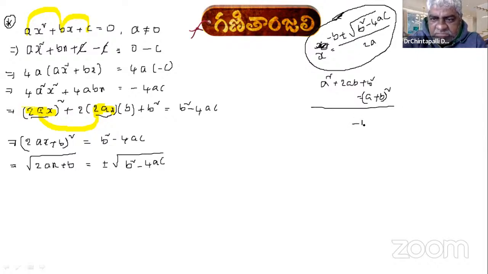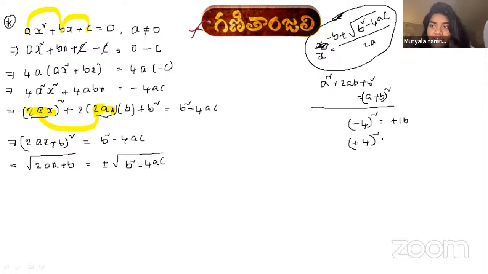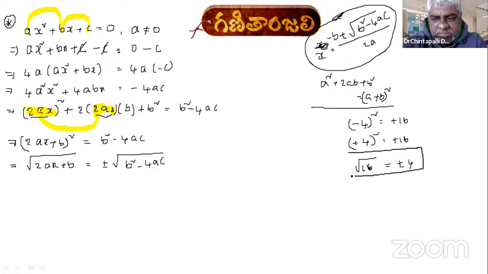See, what's the value of minus 4 whole square? Plus 16, sir. Yes. What's the value of plus 4 whole square? Plus 16, sir. Same. So what's the value of the square root of 16? It can be plus 4 or minus 4. Yes, sir. That's why the square root of 16 is equal to plus or minus 4. That's why we generally write plus or minus whenever we find a root. Then why didn't we write plus or minus on the left hand side? It is enough to write plus or minus on any one side. We need not write both sides.